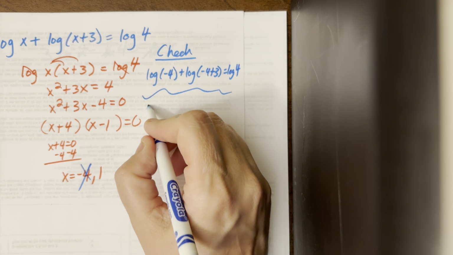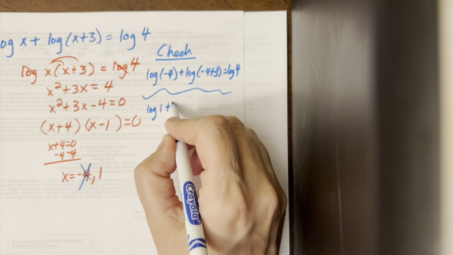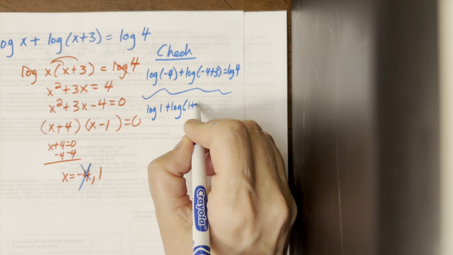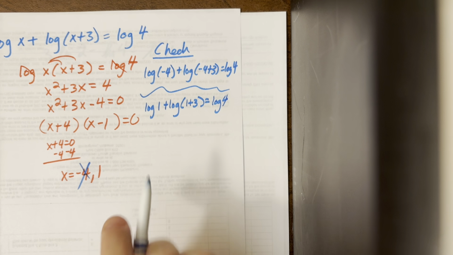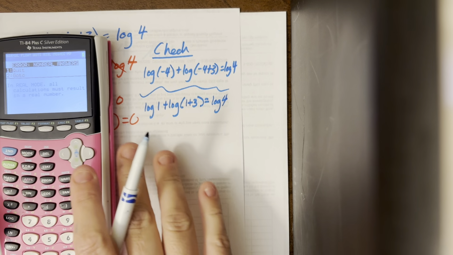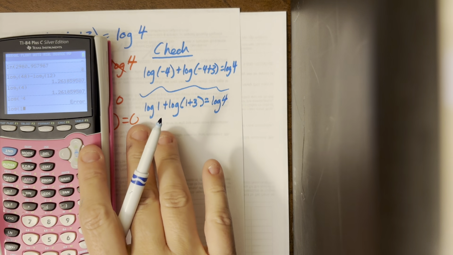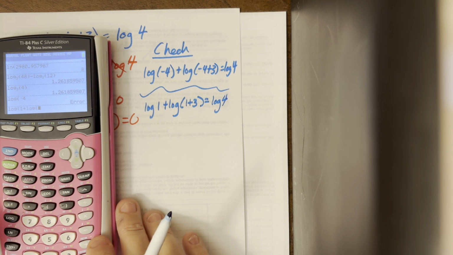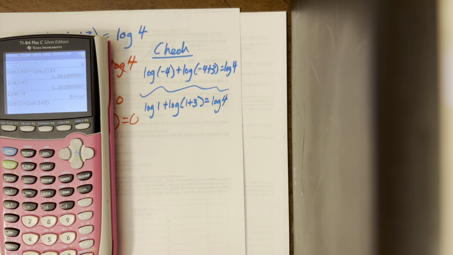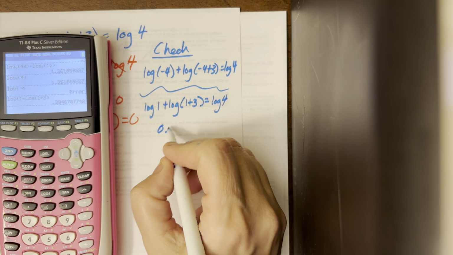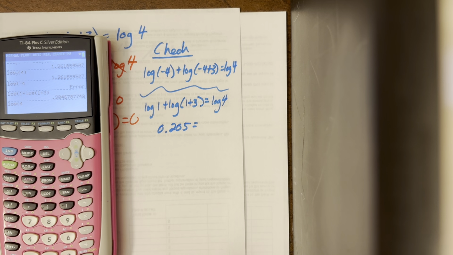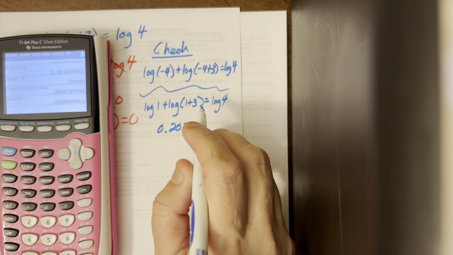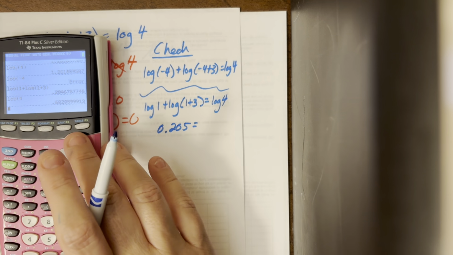Let's try 1 and see if that works. Log 1 plus log of 1 plus 3 equals log 4. All right, log 1. Let's see if we can get that. Log 1 plus the log of 1 plus 3 equals 0.205. Log 4 is not that. Oh, I typed this wrong.